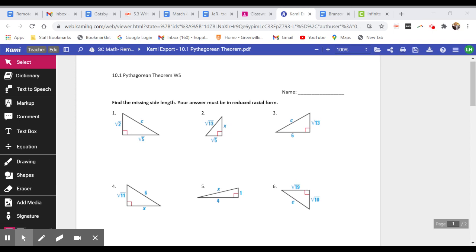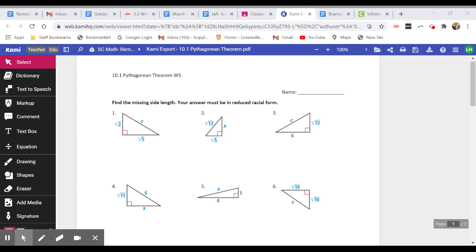So I want to point out, like for questions 1, 3, 5, and 6, you are looking for the hypotenuse. So you are going to set it up as a squared plus b squared equals c squared. Whereas for questions 2 and 4, you're looking for a leg, and that makes it a little bit different.